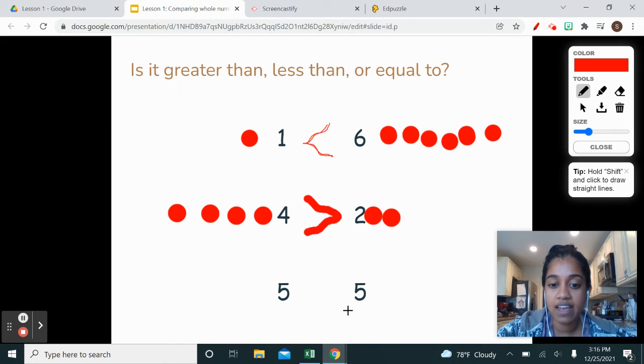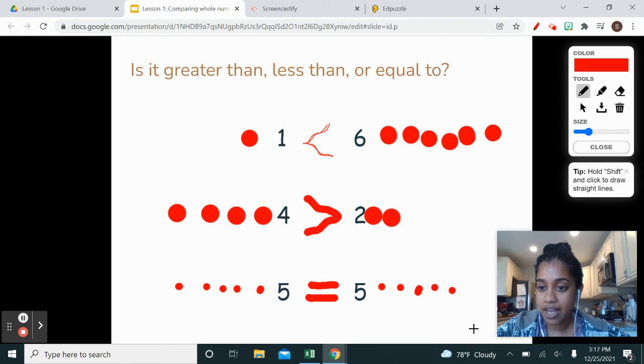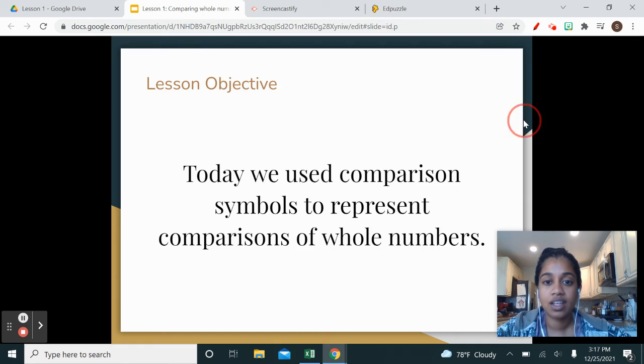So I have 5 and 5. Let me do 1, 2, 3, 4, 5. And then over here I have 1, 2, 3, 4, 5. So I counted the same amount. I have the same amount of dots on this side, and they have the same amount of dots on this side. That shows me they're the same amount, so they are equal to. So there is our little practice round.